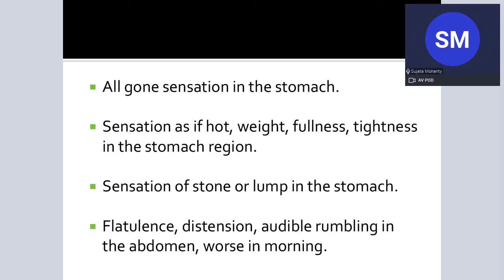There is an all-gone sensation in the stomach, sensation as if hot, wet, fullness, tightness in the stomach region. There is also sensation as if there is some stone or lump in the stomach. Like we discussed, that sensation "as if" is the characteristic of psoric patients. So there is sensation of weight, fullness, tightness, or sensation of stone or lump in the stomach. There is flatulence, distension, audible rumbling in the abdomen, and that is worse during the morning.